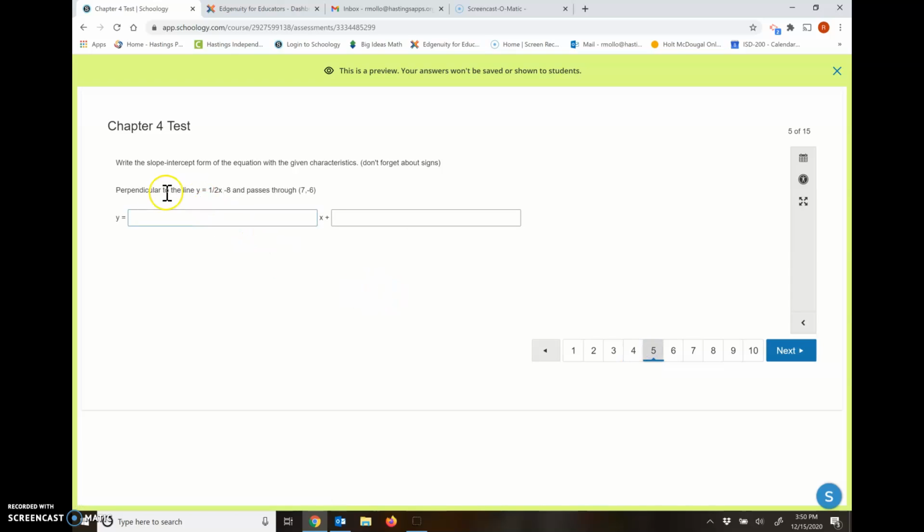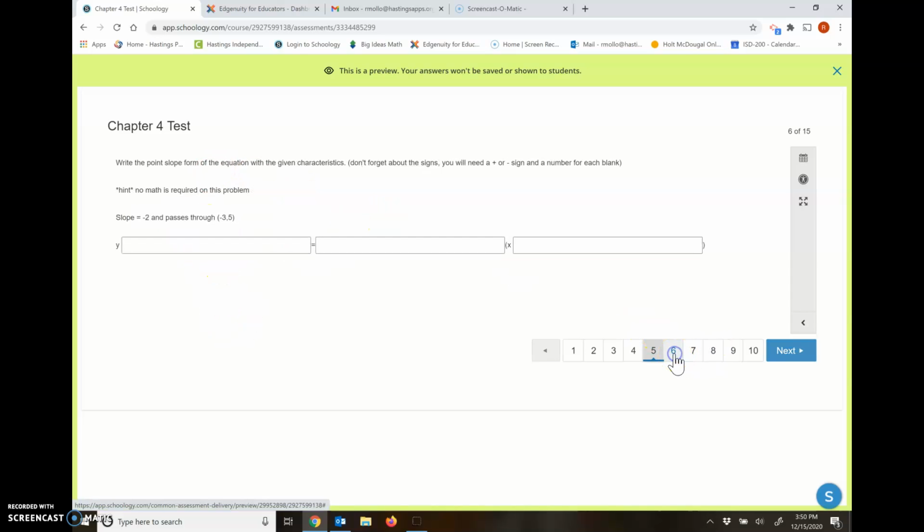And then the same thing here. Again, I'm kind of giving you the slope. I'm telling you this one's perpendicular to y equals 1/2 x minus 8, and again, I'm giving you an x and a y. So you need to figure out the new slope and then the y-intercept.